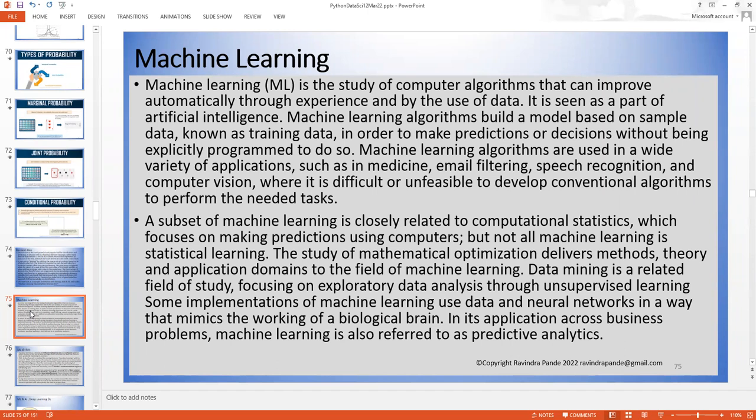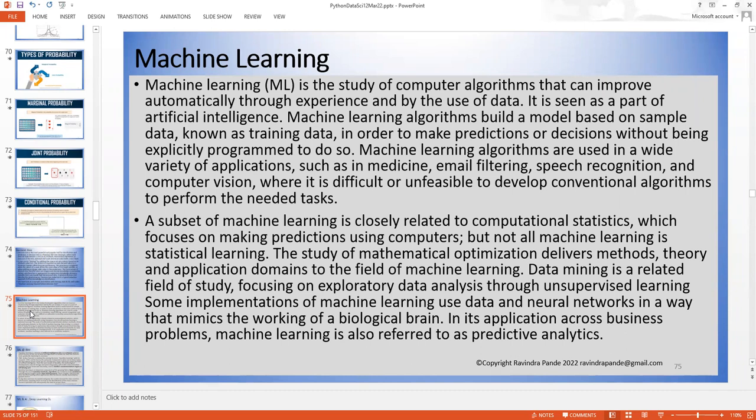But not all machine learning is statistical learning. Yes, sometimes we go by understanding different algorithms which are not related to statistics or probability, but we try to invent some out-of-the-box thinking to build some accuracy within our algorithm or try to remove entropy within the algorithms we build to understand or to learn.